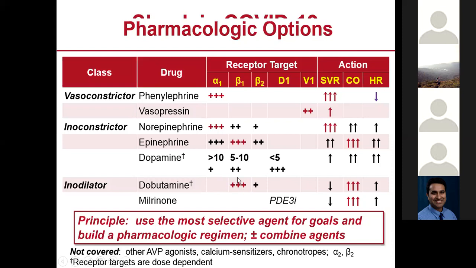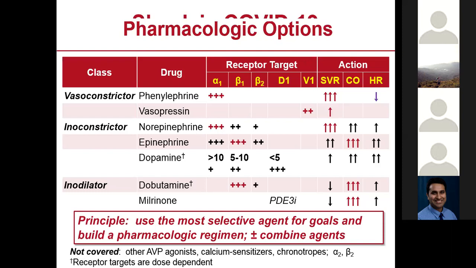Dobutamine is a potent beta-1 agonist, so it's really good for chronotropy and inotropy, though it does have some vasodilatory effect. Depending on the relative balance of these in your patient, you may get hypotension or you may not. And milrinone acts in a different way. It inhibits phosphodiesterase 3, which breaks down cyclic nucleotides, and so that's downstream of receptors like epinephrine, which use a 7-membrane G-coupled protein receptor.